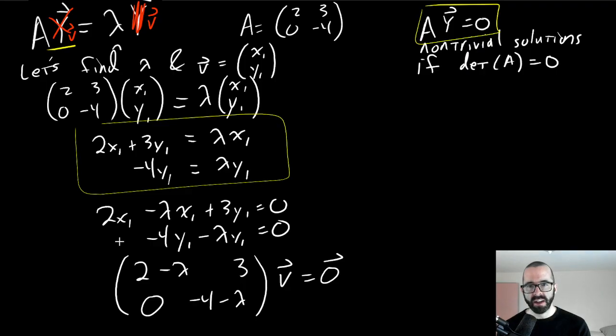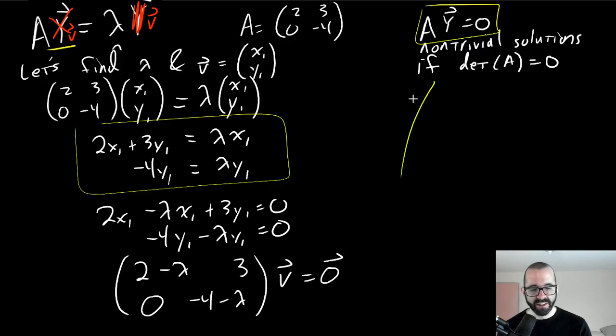I just translated this system of equations into vector form and matrix form. All right, this is the coefficient of x1, coefficient of y1. Coefficient of x1, coefficient of y1. We factored out the y1. We factored out the x1. And we get this. And we want non-trivial solutions to this.